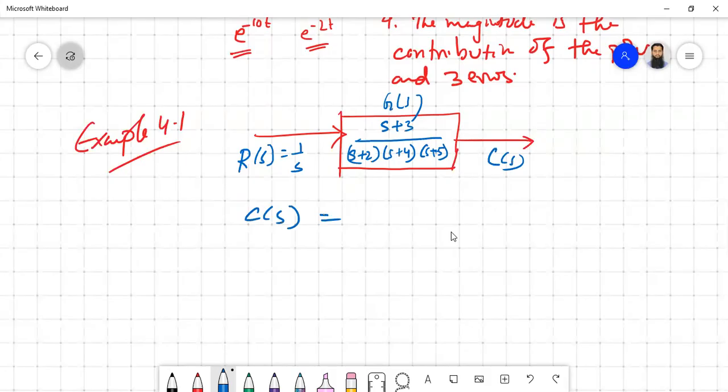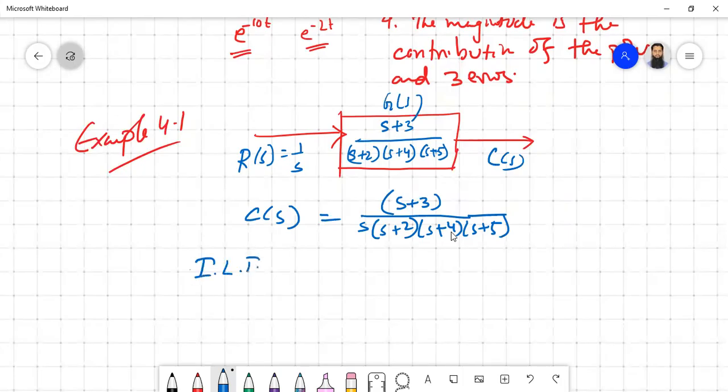RS into GS. So basically it will be (S+3) divided by S into (S+2), (S+4), and (S+5). So now can we write the solution of this one? Directly applying the inverse Laplace transformation, just by inspection, we will have something like this.